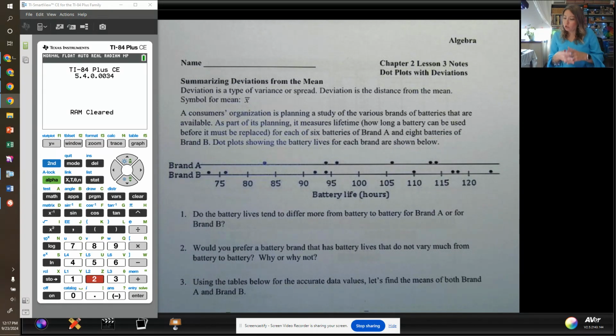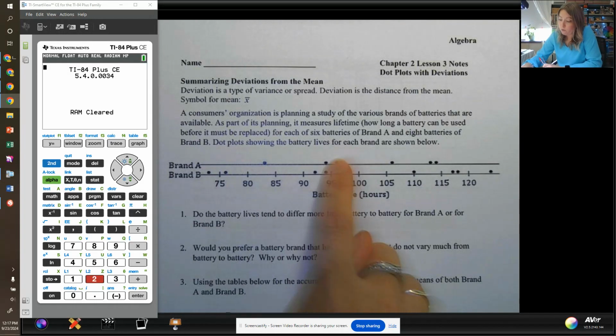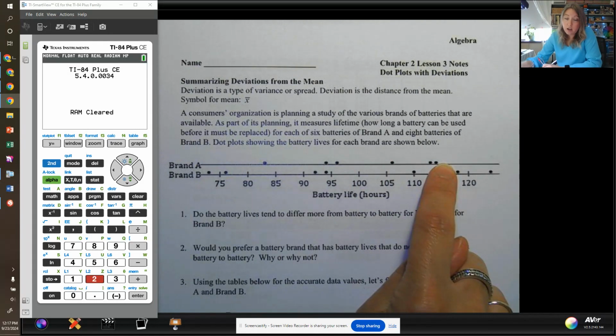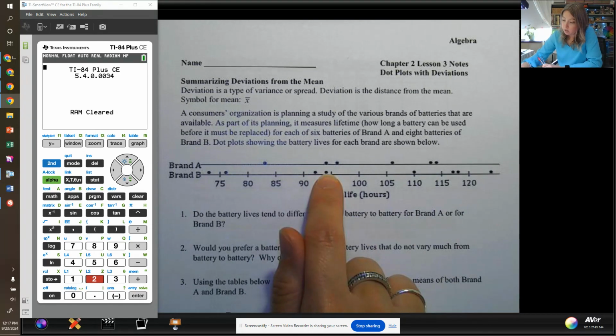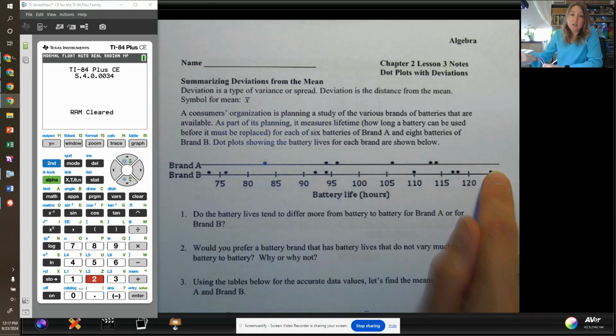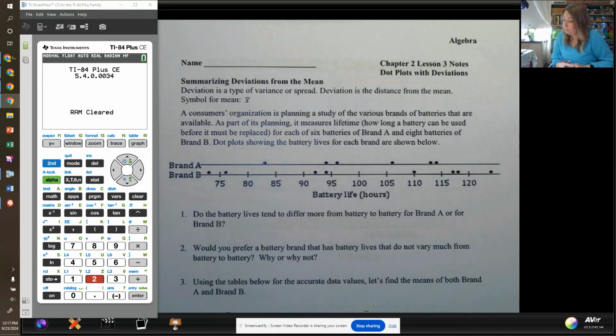Okay, let's start with battery brand A versus battery brand B. So here are 2 dot plots. Each plot on the number line is one set of battery hour lives. Okay, that's what's going on here. So if you notice, for brand A, there are 1, 2, 3, 4, 5, 6 batteries that we tested. And for brand B, there were 1, 2, 3, 4, 5, 6, 7, 8 battery lives that we tested. Okay. Do the battery lives tend to differ more from battery to battery in brand A or brand B?